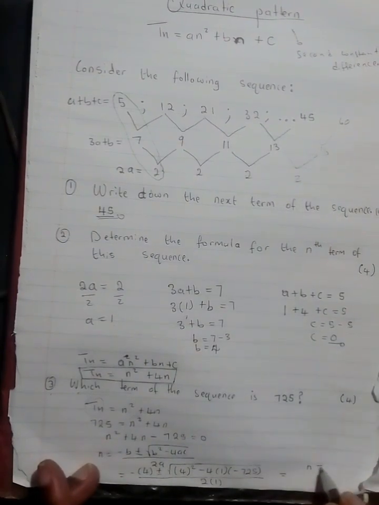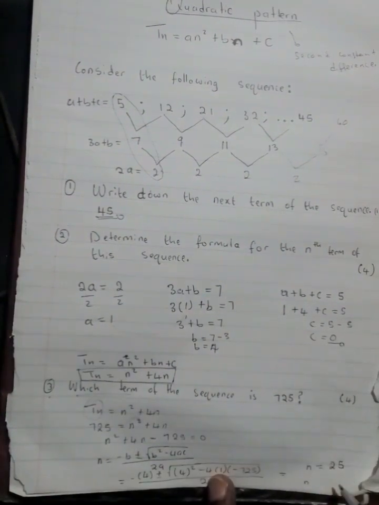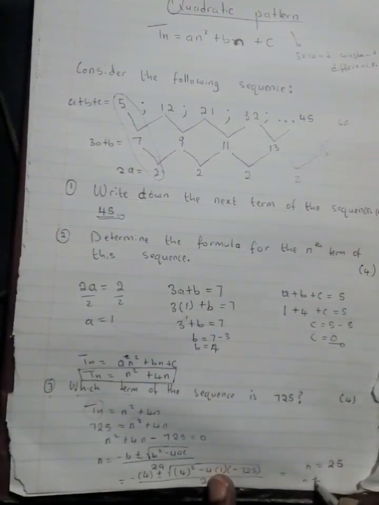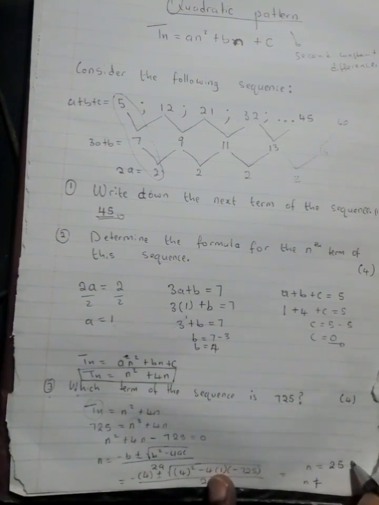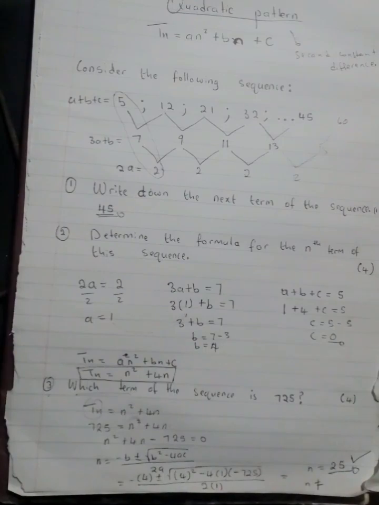We can get the values of n. Right, it's going to be 25, and the other one is going to give you the negative answer, right? Therefore we pick n is equal to 25. Then we're done.